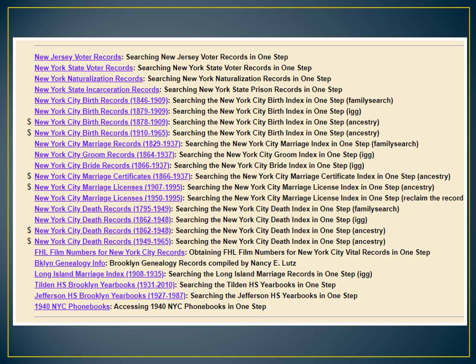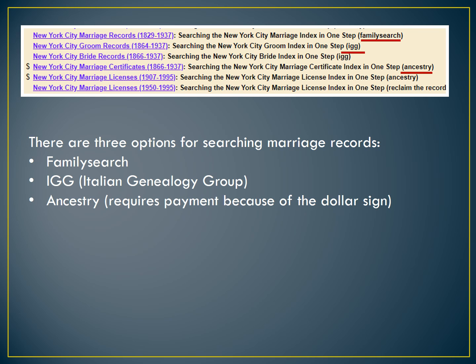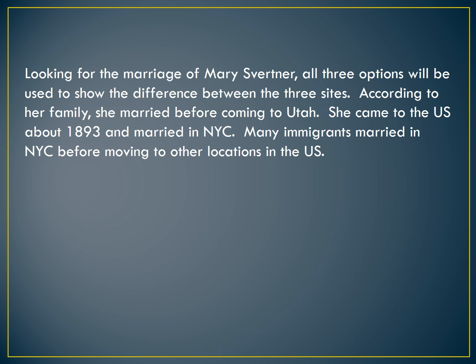This will be used as an example of how to use the one-step method when searching on this website. There are three options for searching marriage records using the one-step method. These options are a search on Family Search, a search through the IGG, which is the Italian Genealogy Group, or a search using Ancestry, which requires payment because of the $ sign. They are shown above. Looking for the marriage of Mary Severtner, all three options will be used to show the difference between the three sites.